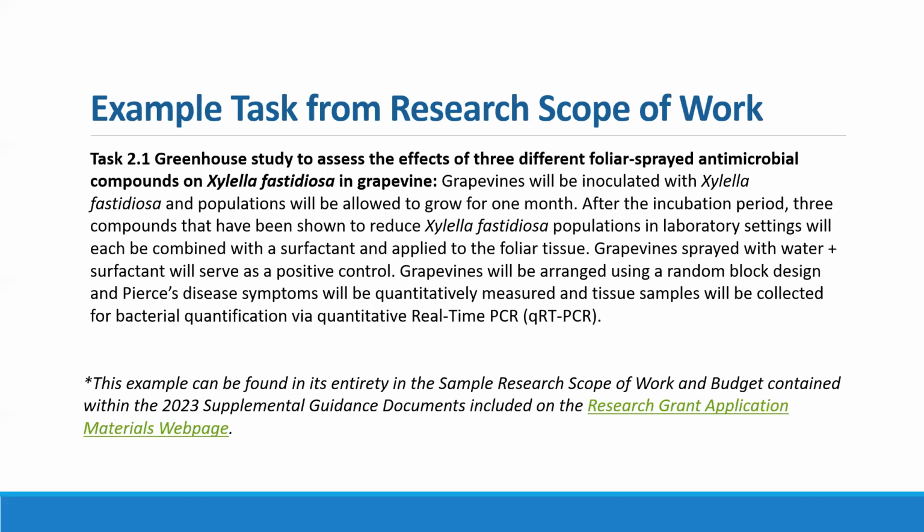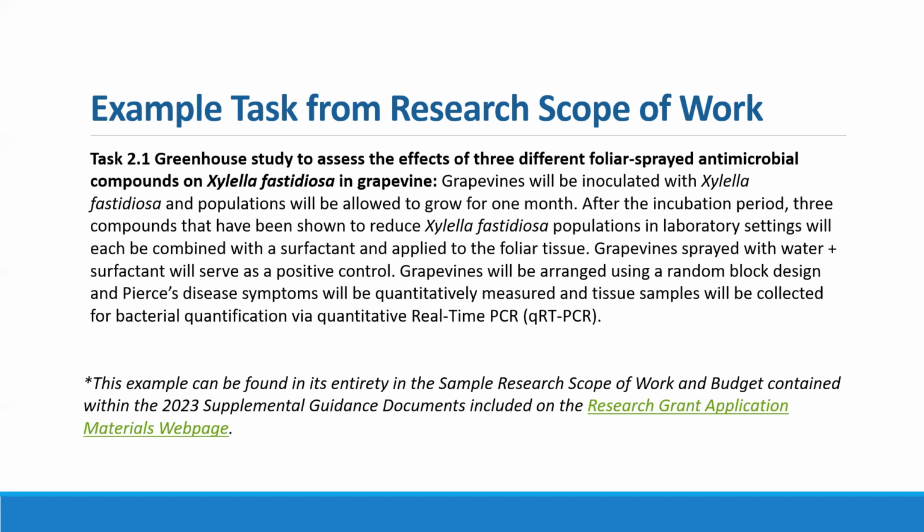And so a sample task from the research scope of work is going to be the task we see here in bold, which is kind of an overview of it, and then some more specifics afterwards in non-bolded text. So task 2.1, greenhouse study to assess the effects of 3 different foliar sprayed antimicrobial compounds on Xylella fastidiosa in grapevines. So the task here is that grapevines will be inoculated with Xylella fastidiosa and populations will be allowed to grow for 1 month.